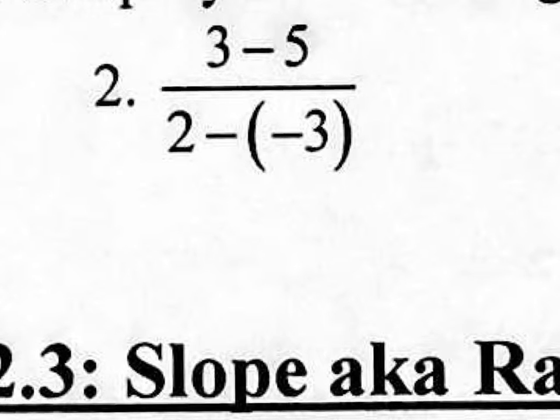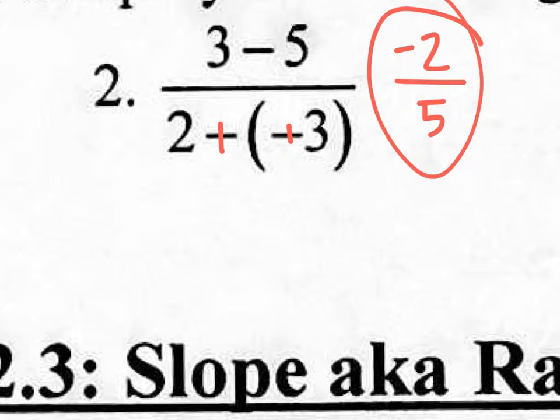Number two, on top, I have 3 take away 5, that's -2. On the bottom, we have 2 plus 3, which is 5. And there's also nothing to do, so that's my answer.